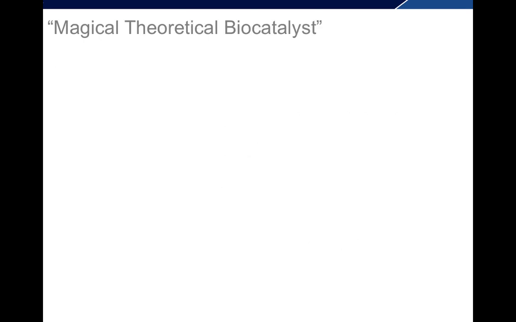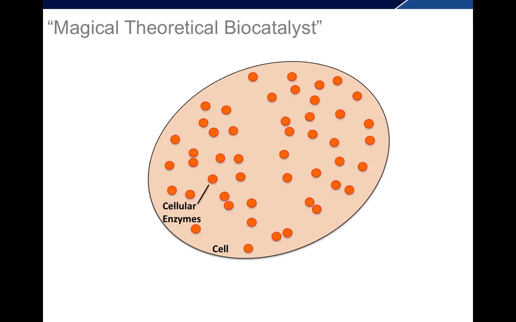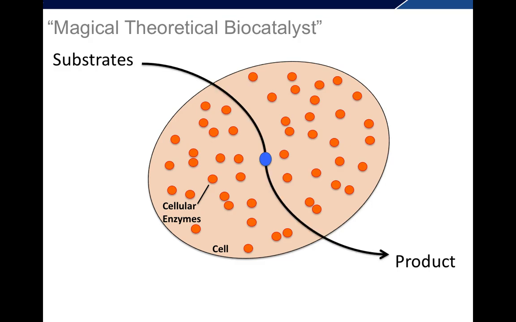Now, we're going to put these enzymes into a magical theoretical biocatalyst, right? And this construct is really good for understanding some basic concepts of engineering biology and engineering bioconversions or biosynthesis with enzymes. But there are many, many reasons why you would never actually have a magical theoretical biocatalyst in real life. But we're going to use it in this lecture as a construct. So we have a cell. And in that cell, we have a lot of cellular enzymes, right? And our magical theoretical biocatalyst is this cell that expresses a single enzyme, which is this blue enzyme, which converts your substrates to your product, right?